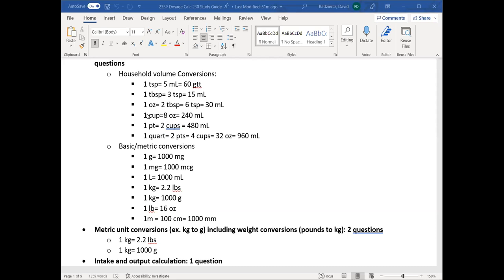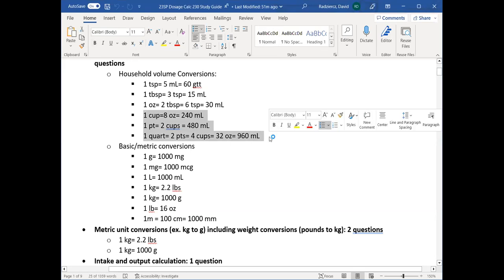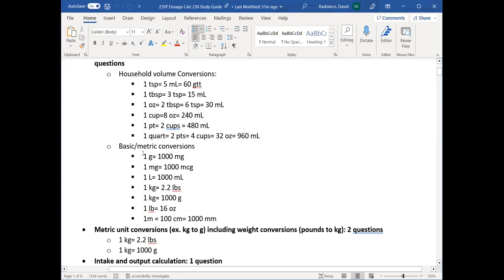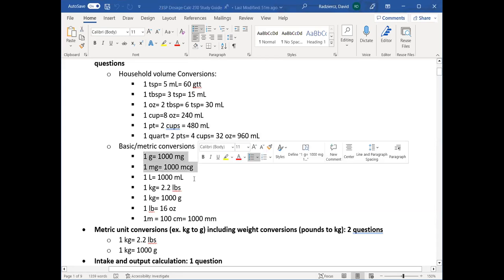So as always, remember to know your conversions. If you are at Allegheny campus, you usually don't need to worry about the cup, pint, quart, but it's good to know because you might see it on the NCLEX at some point. So it's good to know what these are. And then for your basic metric conversions, that's for everybody.